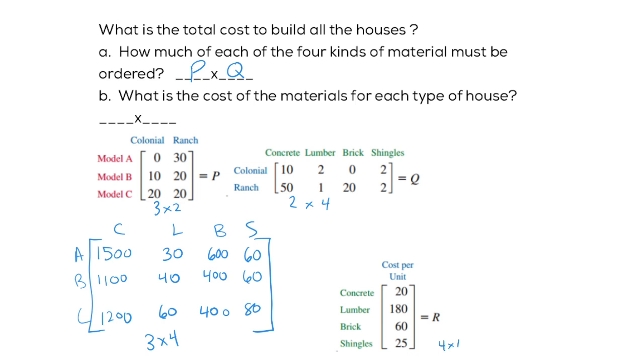So we're going to be taking our result. I don't want to call it R for result, so we're going to call it matrix N for new. We're going to take our new matrix times our cost matrix R. And you can see the 4s match up. So my result is going to be a pretty small matrix. It's a 3 by 1. Your 3 is going to be model A, model B, model C, and your 1 is going to be your cost.